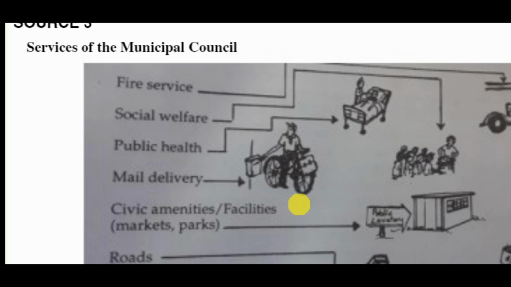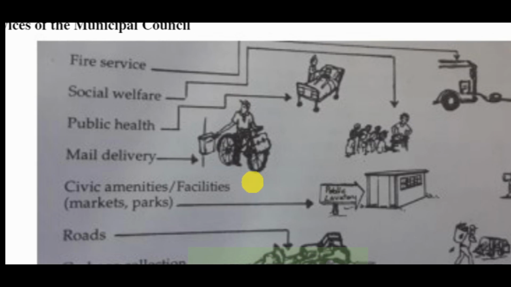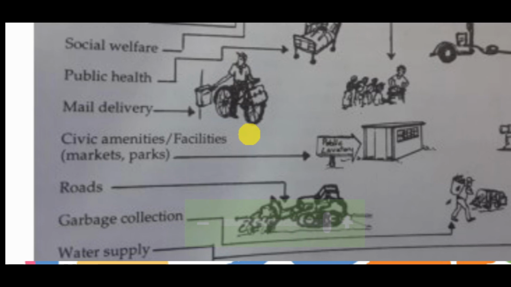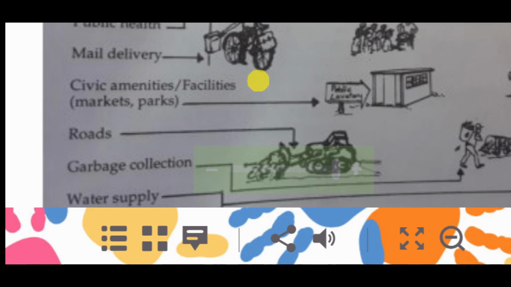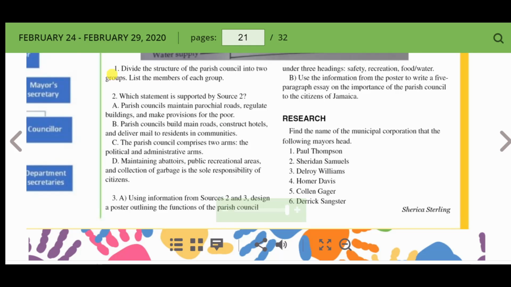Source 3. Services of the Municipal Council include the fire service, the social welfare programs, public health, mail delivery, civil amenities and facilities, markets and parks, roads, garbage collection, and water supply. Divide the structure of the parish council into two groups. List the members of each group.